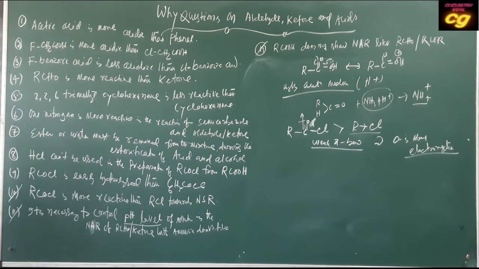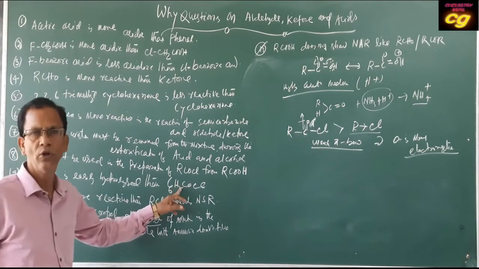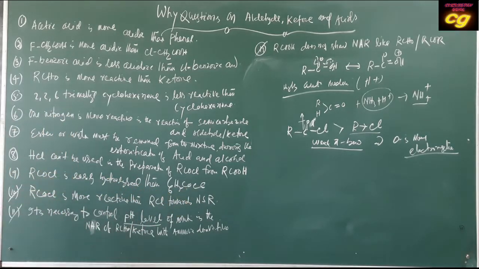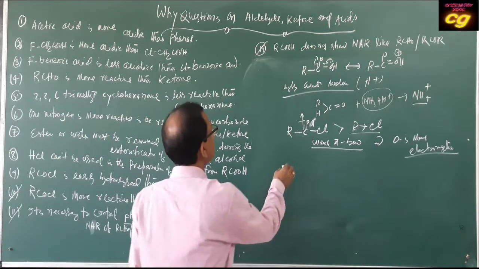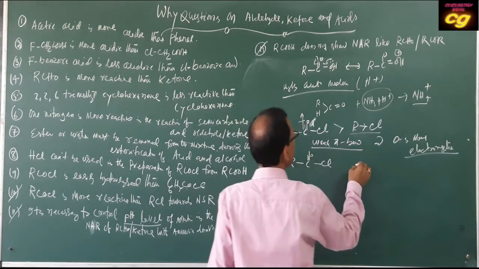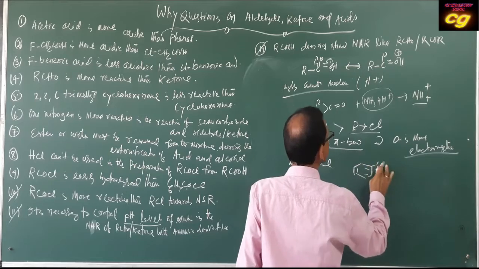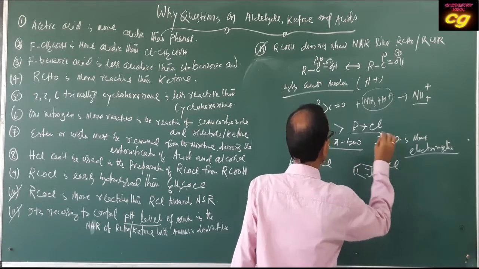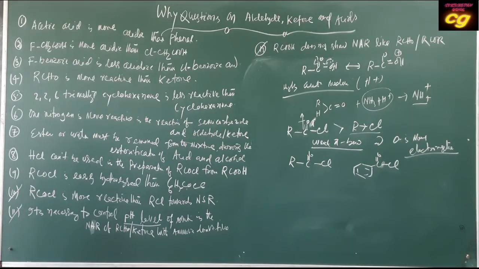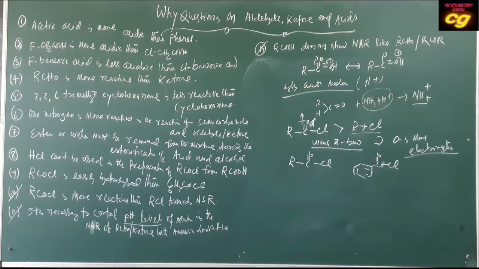Okay, question number 9. RCOCl is easily hydrolyzed compared to benzoyl chloride. If you see the structure, this is the structure of your acid halide and this is the structure of benzoyl chloride. So here what happens? Why is RCOCl easily hydrolyzed than benzoyl chloride?